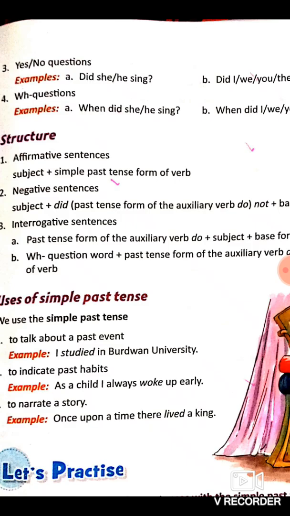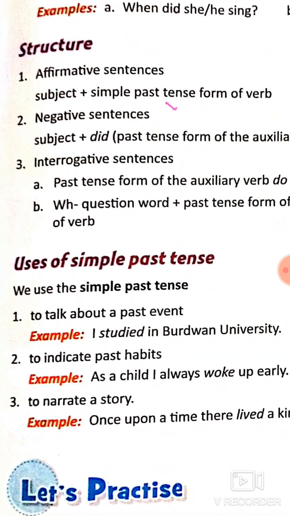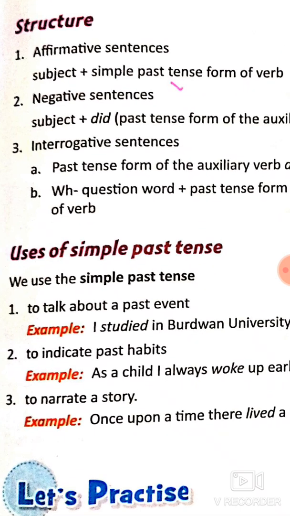Now, uses of simple past tense. The simple past tense form, children, is used to talk about a past event, as I have already discussed. To indicate past habits, some action which was done habitually in the past but is no more a part of the habit now at present, and to narrate a story.